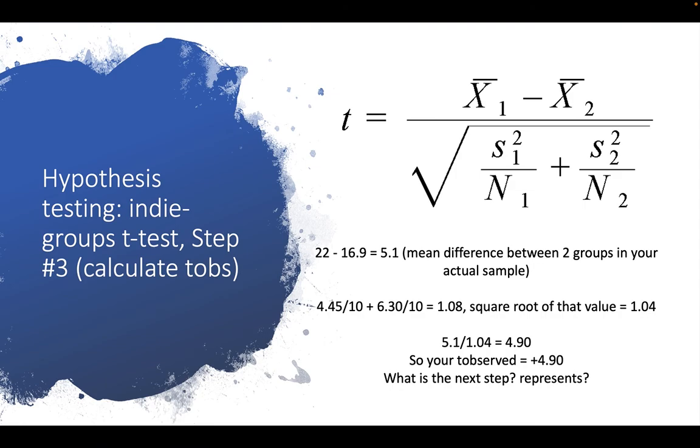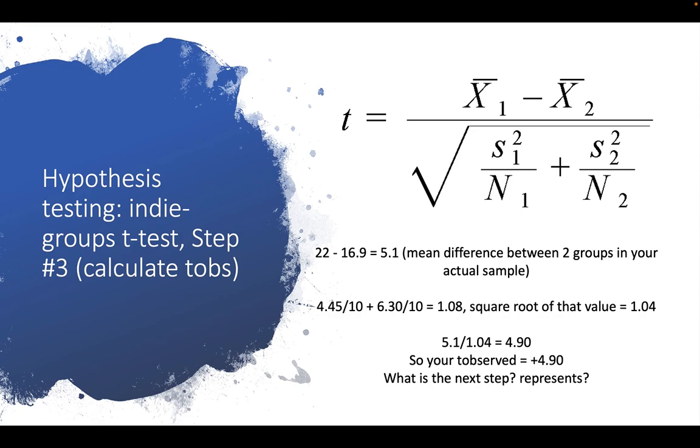So take a second, go back through that math, make sure you're able to work this out the same way. One key piece of advice, make sure you're using PEMDAS. Don't try to just plug all of this into your calculator, break it down, go step by step, and you should get a t observed value of 4.90.